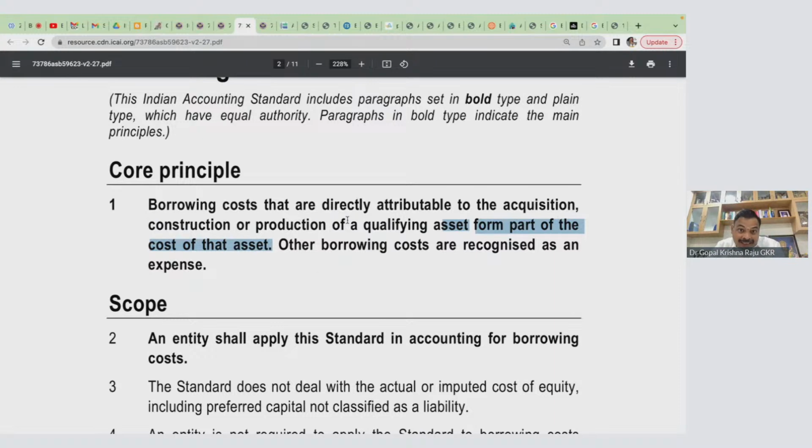So borrowing costs attributable to buying an asset, constructing an asset, producing an asset, that is your closing stock, your products, or services, provided it is a qualifying asset. The word that is used is substantial. Nowhere do you have an explanation for substantial. That is why management is given the comfort. I'll come to that.